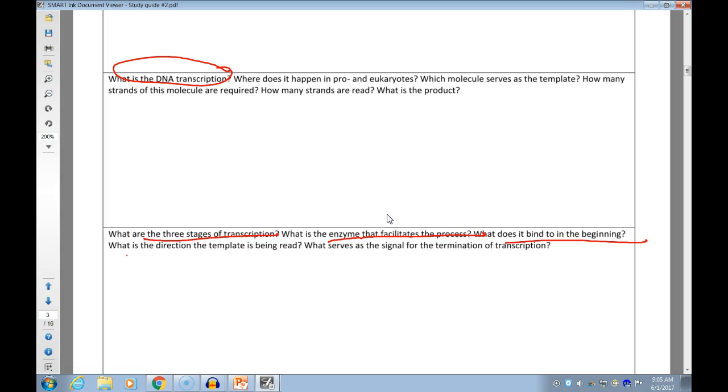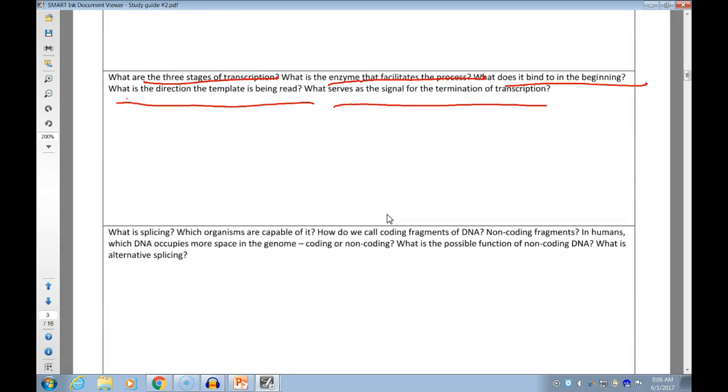Promoter, direction: 3 to 5 prime. Termination: terminal repeats, repetitive sequences on the DNA that stall the RNA polymerase. I'm telling you what you should concentrate on.